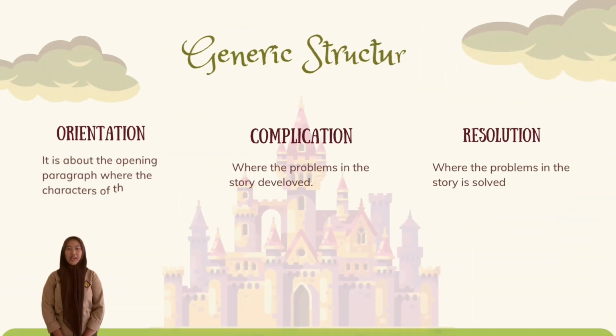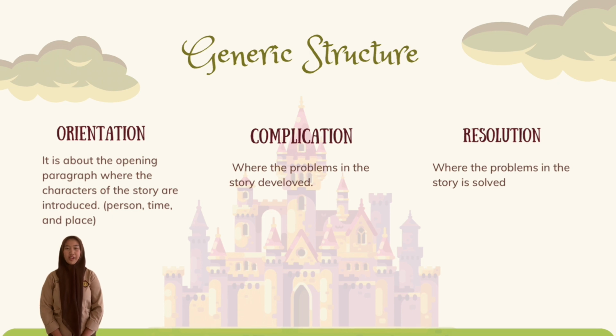Generic structure. Orientation: it is the opening paragraph where the characters in the story are introduced, including person, time, and place. Complication: where the problem in the story develops. Resolution: where the problem in the story is resolved.